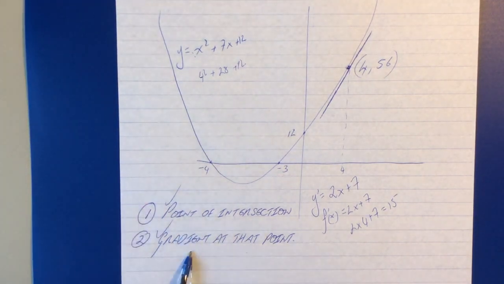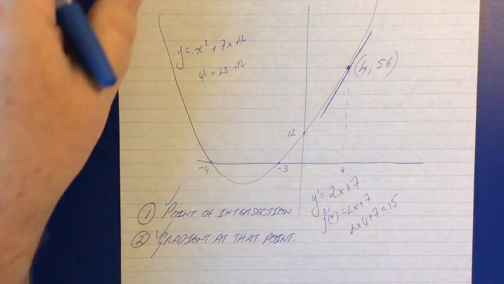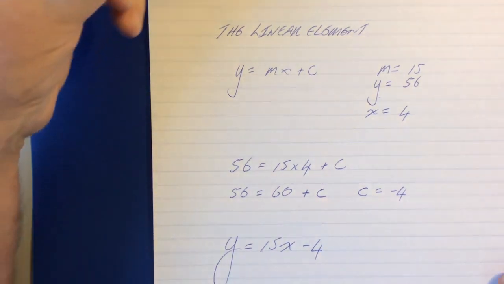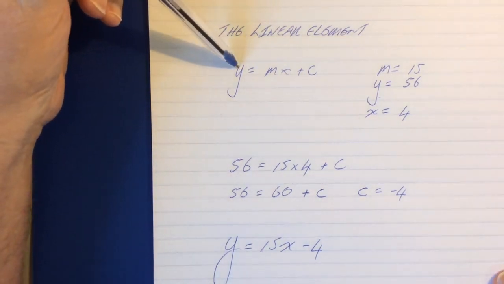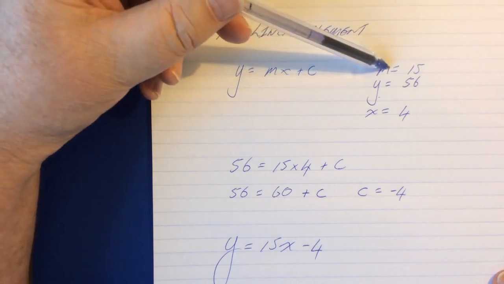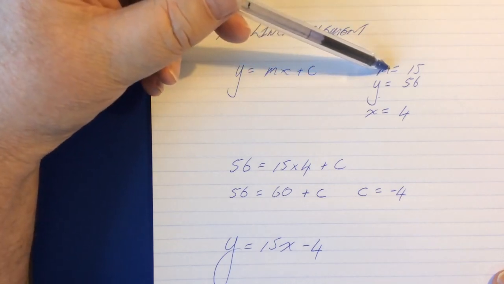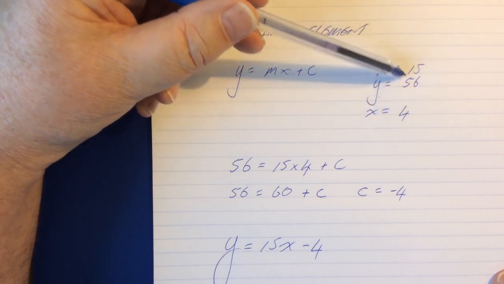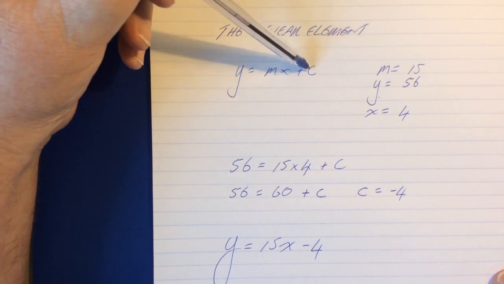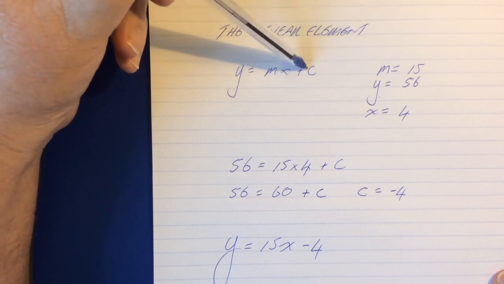Okay, so let's get to the linear element. We've got the point of intersection, we've got the gradient at that point. We're now going to indulge in some linear algebra. And this is pretty straightforward. Here we go. We're looking to create an equation in the form y equals mx plus c. We know what the gradient is, and we have some values for y and x. So really all we need to do is find c.